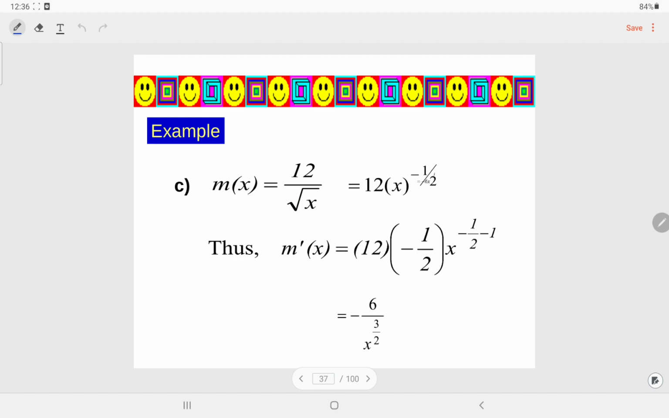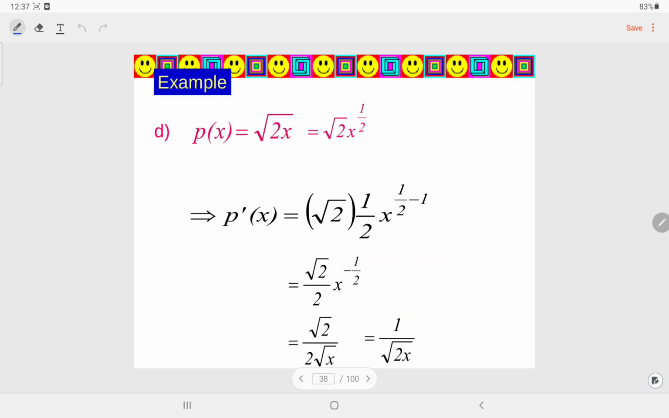Continue. c, f(x) equal to 12 over square root of x. Since square root of x is equal to x power of 1 over 2, and since it is in the denominator, the power is negative 1 over 2, so bring down here, and then negative 1 over 2 minus 1, so we can get like this. Okay, d, same thing, the square root of 2x is equivalent to square root of 2 times x power of 1 over 2. So bring down the value of 1/2 here, and then half minus 1. So we get like this. Okay.